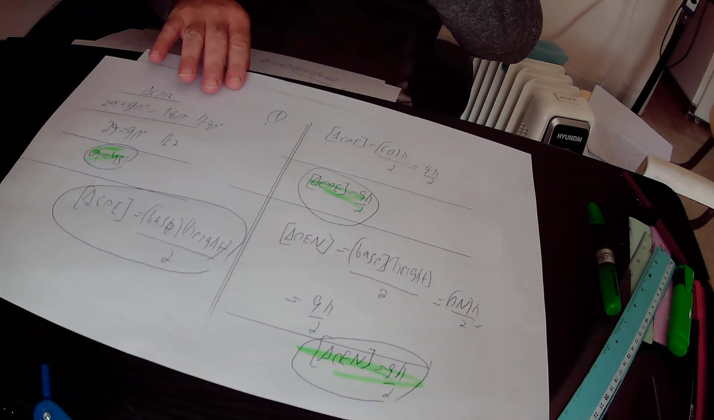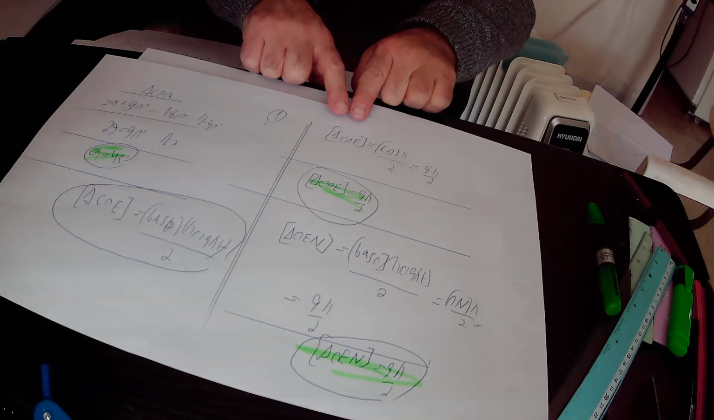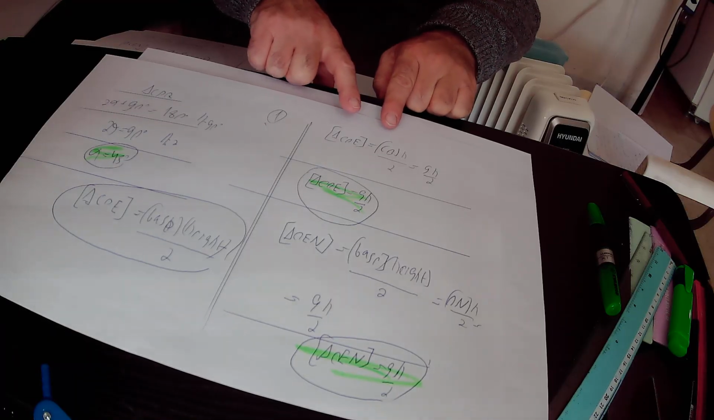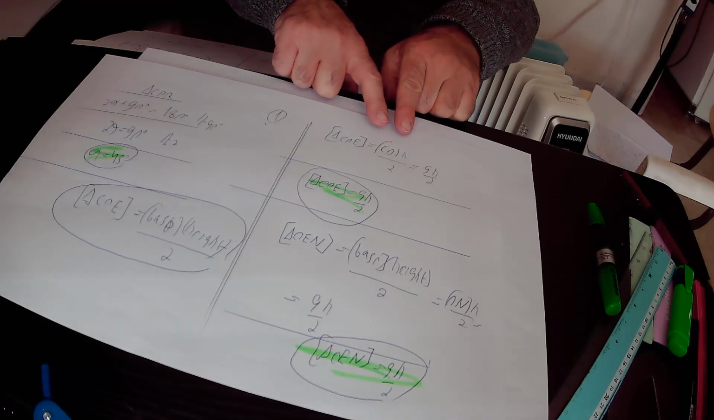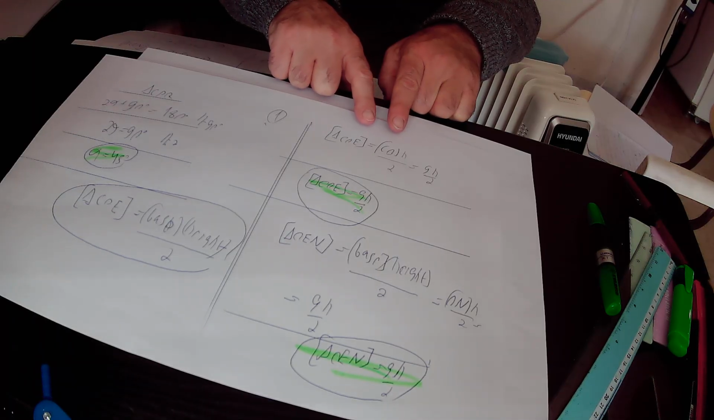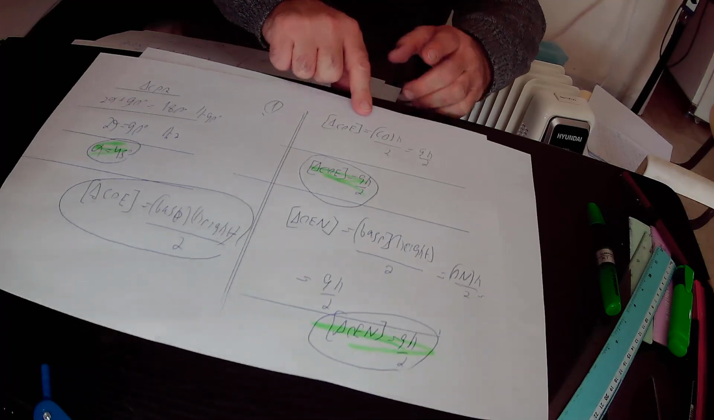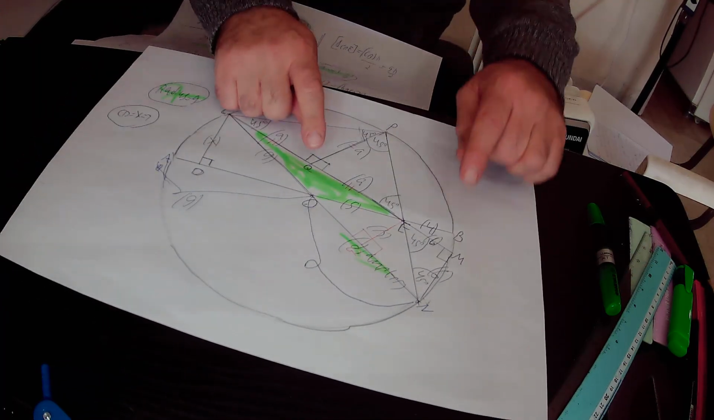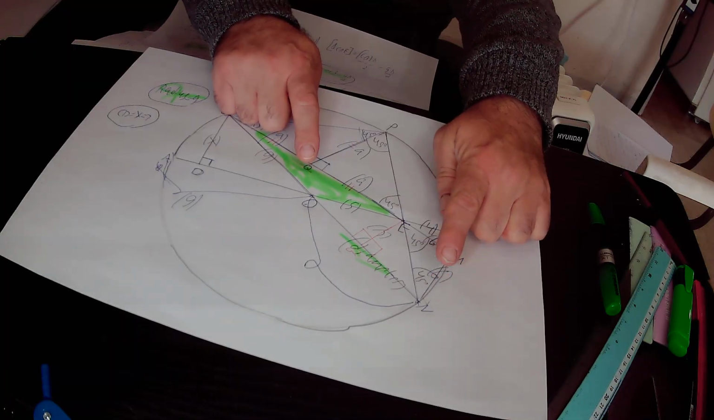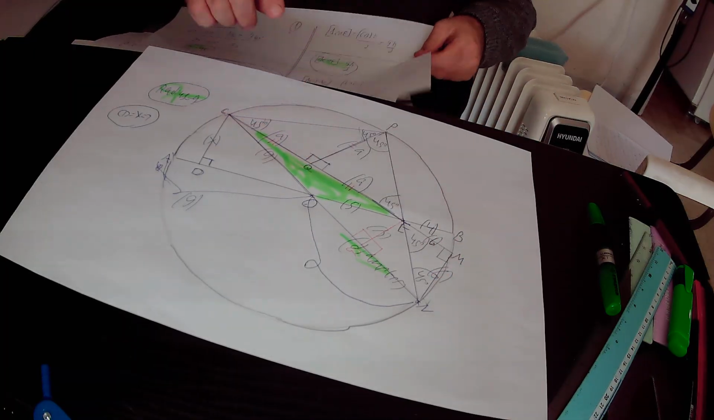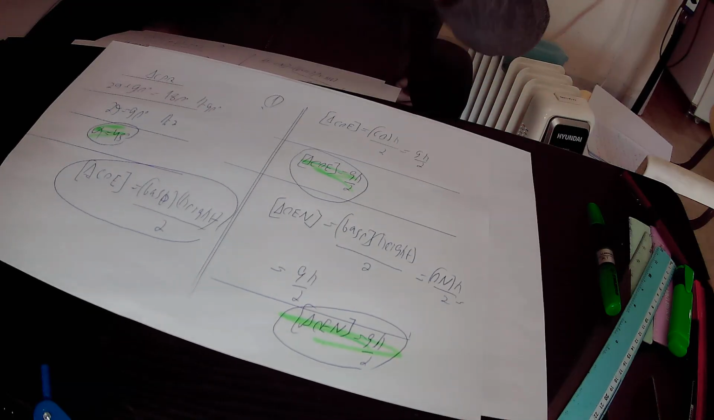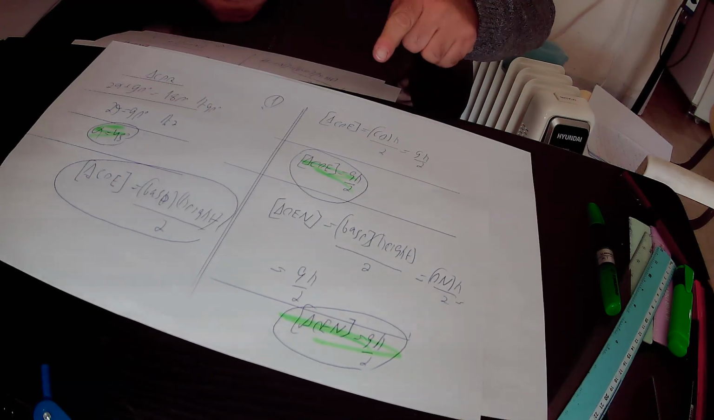So the base of triangle COE is CO according to our choice, and H is the height to the extended base CN. So in total, we found out that the area of the triangle COE equals CO times H over 2. CO is the radius of the circle, that is equal to 9, so it is 9 times H over 2. So in total, the area of the triangle COE equals 9H over 2 square units in size.